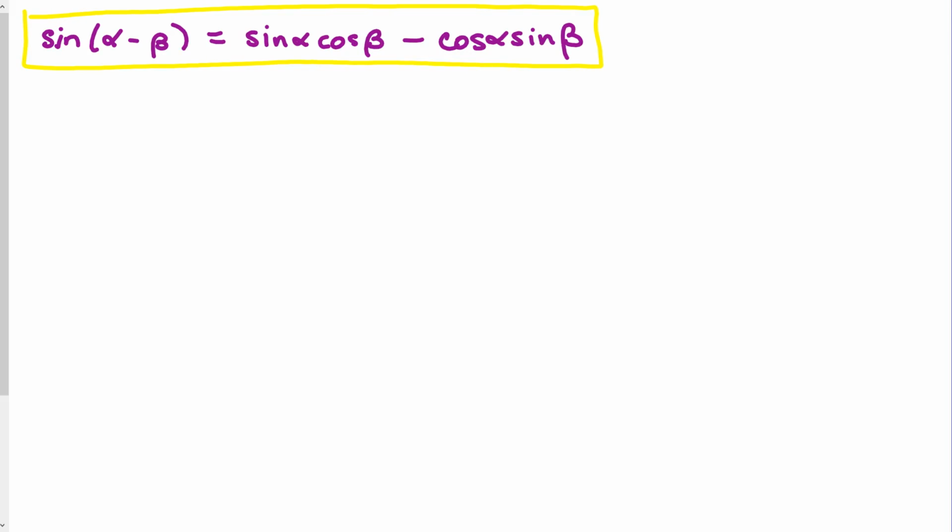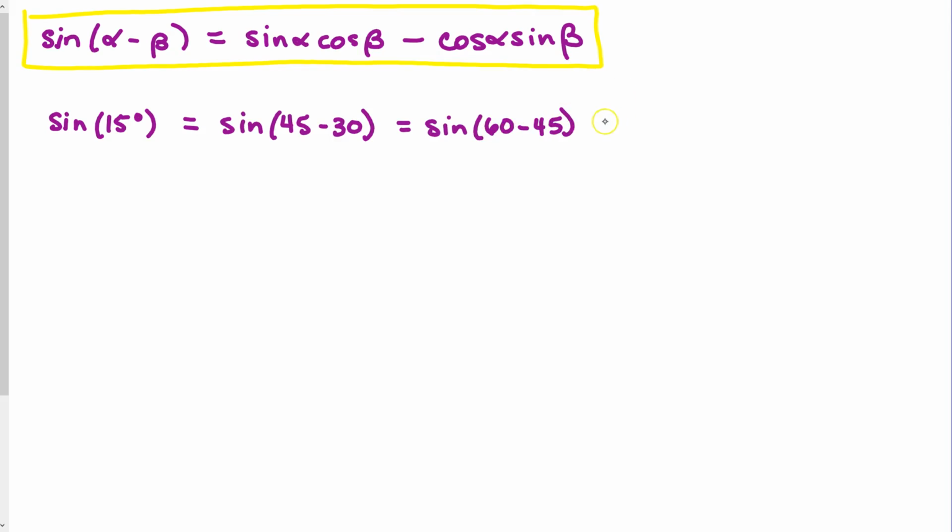So let's do an example. Let's say we wanted to find the sine of 15 degrees. So what two angles can you subtract to get 15 degrees? It could be 45 minus 30. It could be 60 minus 45. It could be 330 minus 315.